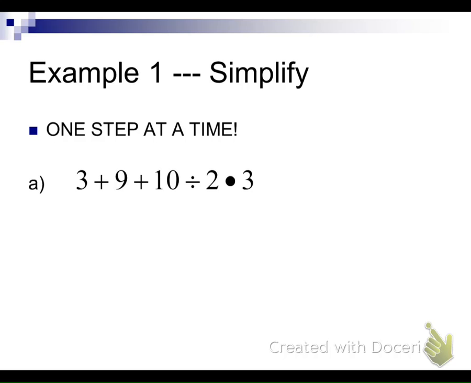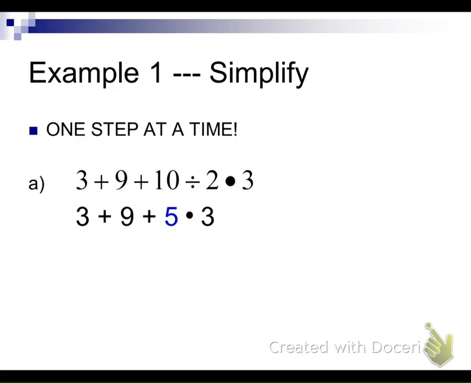Here's the first one: 3 plus 9 plus 10 divided by 2 times 3. I like to go through all of the different possibilities kind of as a checklist. The first thing I would ask myself: is there any parentheses? The answer is no. Are there any exponents? Again, the answer is no. So now I'm going to look for multiplication and division, and I'm going to do whatever comes first, looking from left to right. And that would be the division.